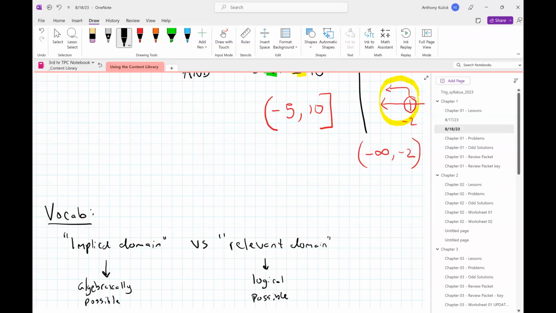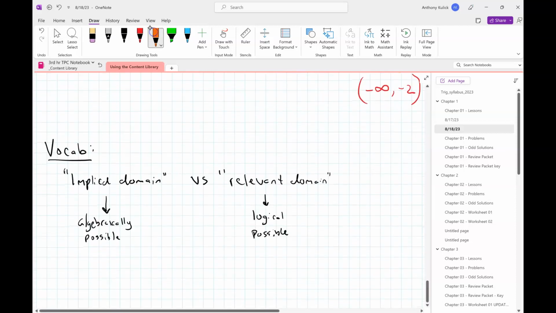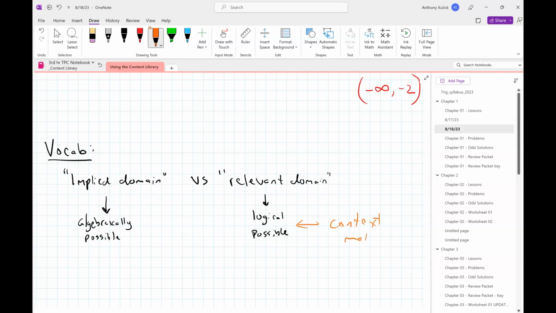Does that feel okay? So context matters, right? The words, the scenario that the function is describing matter. Okay.